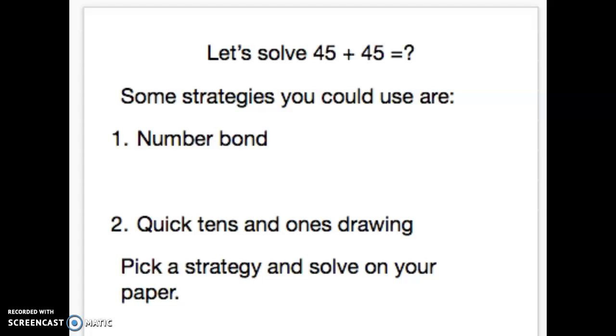Let's solve 45 plus 45. Again, you can choose a number bond or your quick tens and ones drawing. Choose one of those strategies and solve this problem on your paper.